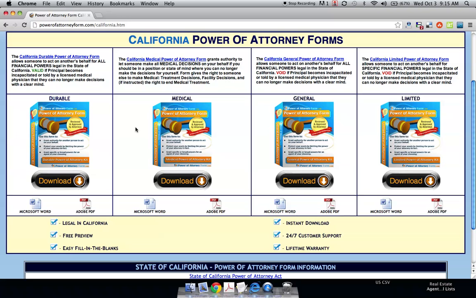Now, if you don't know what power of attorney is, it's basically just a legal document that allows you to make either financial or medical decision-making power on behalf of somebody else. Now, the first one that we're going to go to is the California Durable Power of Attorney form, all the way on the left side here.